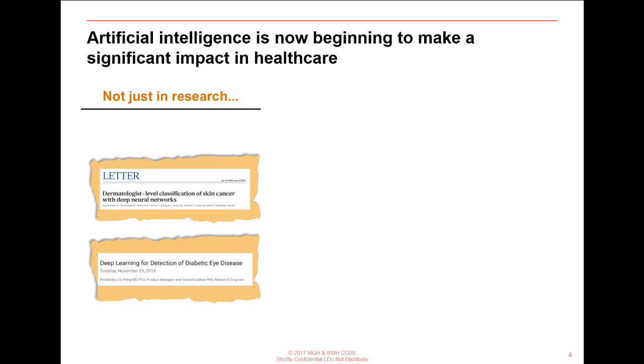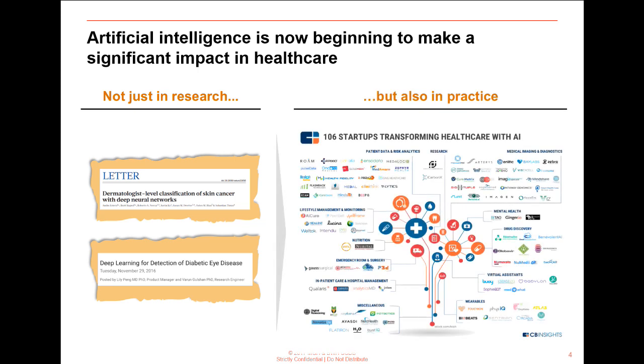And it's not just happening in the research community. Some of you may have heard about the work that came out of Sebastian Thrun's lab at Stanford on diagnosing melanoma, and some of the work that was happening out of Google Brain for retinopathy. But it's also translating to practice pretty effectively. There's over 100 startups in, not just in healthcare AI, but healthcare AI and sort of diagnostics. So there's a lot of activity here.